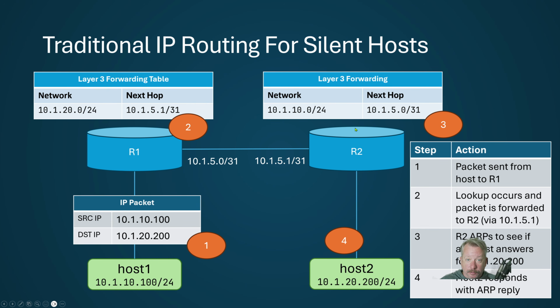Router 2 doesn't have an entry or an ARP entry for it, so it just ARPs for it. It says, who has 10.1.20.200? If it finds it, the packet will get delivered to host 2. If we can't find it, we'll get an undelivered message. I can't remember exactly, but there's an ICMP message that comes from R2 to R1 saying, I can't find it. So that's what normally happens.